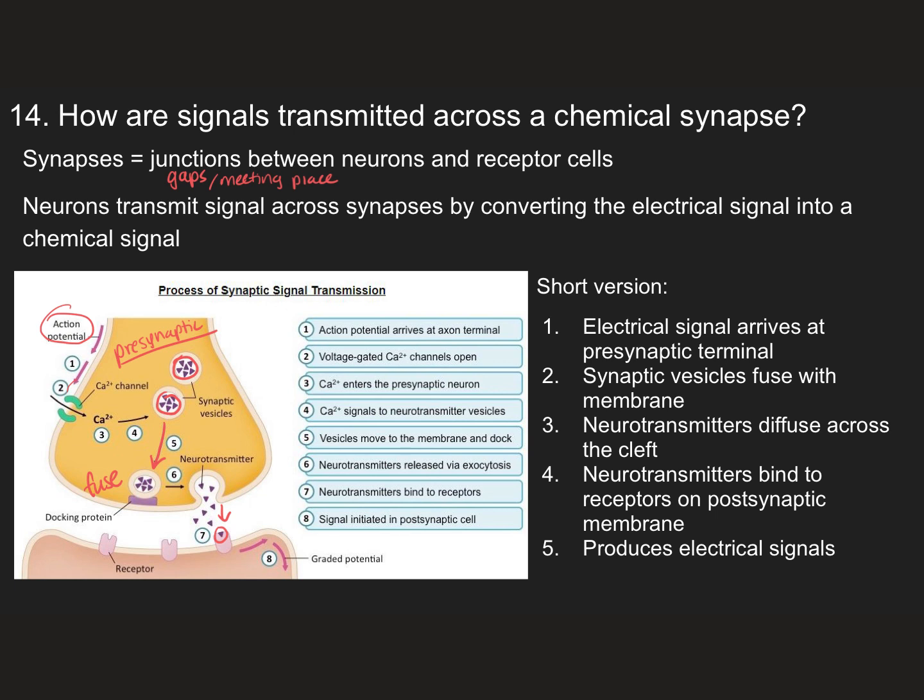The shorter version of all those steps is that the electrical signal arrives at the presynaptic terminal. The synaptic vesicles are going to fuse with the membrane. The neurotransmitters are going to diffuse across the cleft. And then the neurotransmitters bind to receptors on the postsynaptic membrane, and it produces some sort of electrical signal.